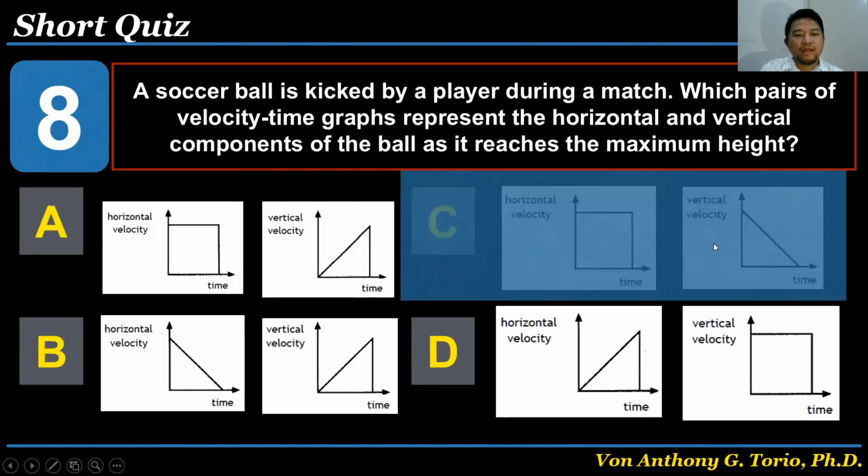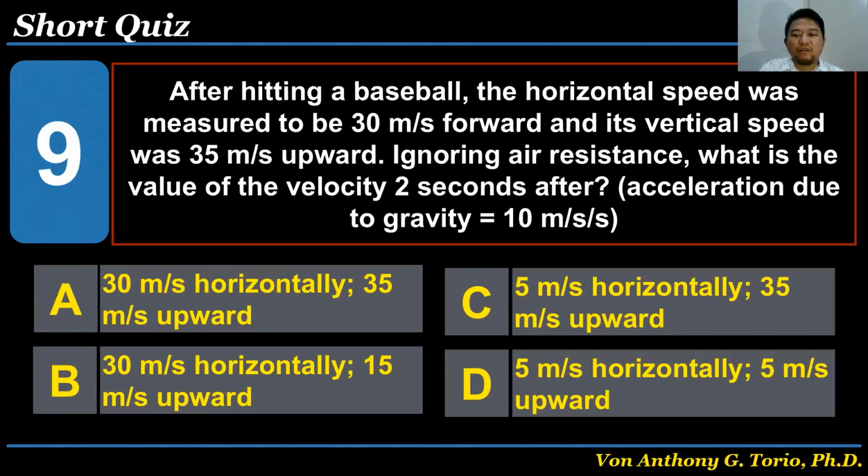Item number 9. After hitting a baseball, the horizontal speed was measured to be 30 meters per second forward, and its vertical speed was 35 meters per second upward. Ignoring air resistance, what is the value of the velocity 2 seconds after? Acceleration due to gravity is 10 meters per second squared. Again, first, we consider the horizontal motion. The horizontal velocity is not changing, so 30 meters per second forward will be maintained. So you should be able to see 30 meters per second there. So it's between A and B.